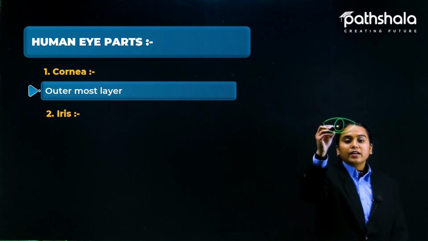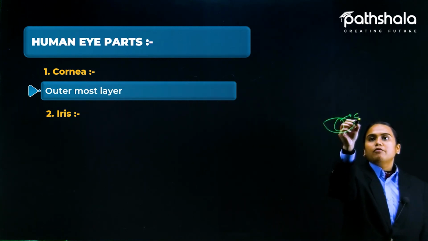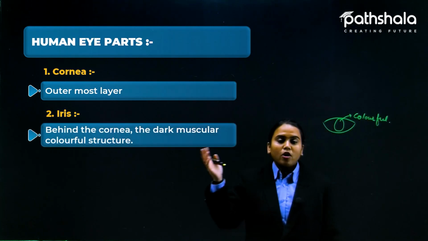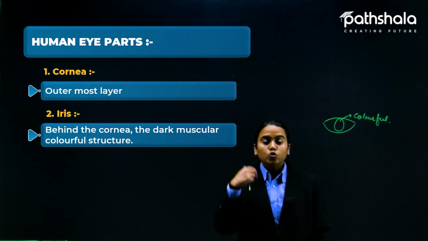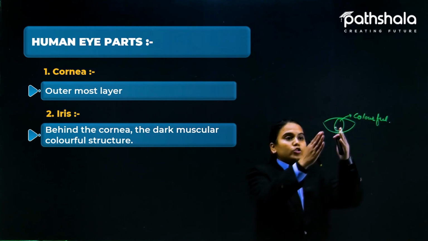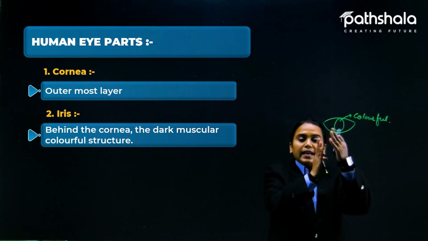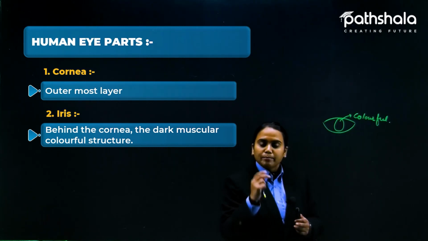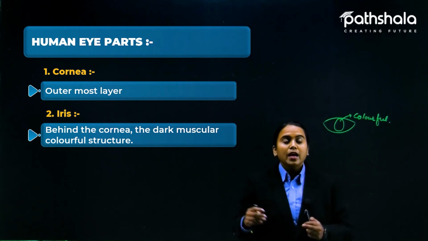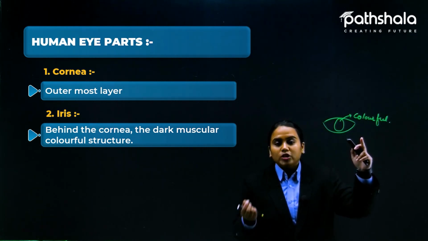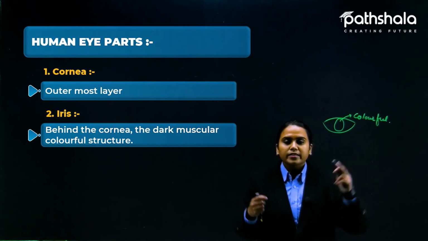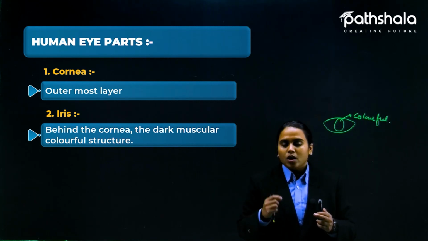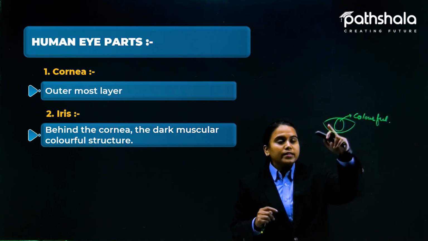The second part is the iris. The iris is the circular part that you are able to see, and it is a colorful part. Different people have different colors of iris. This iris controls how much quantity of light enters into the eye. The color is because of genes. If your father, mother or grandparents have such eyes, you might have a similar eye color. But what does the iris do?